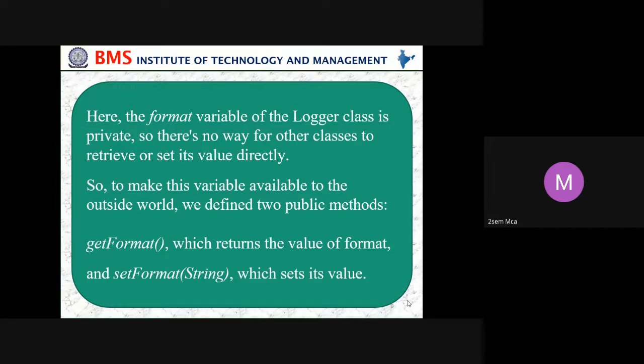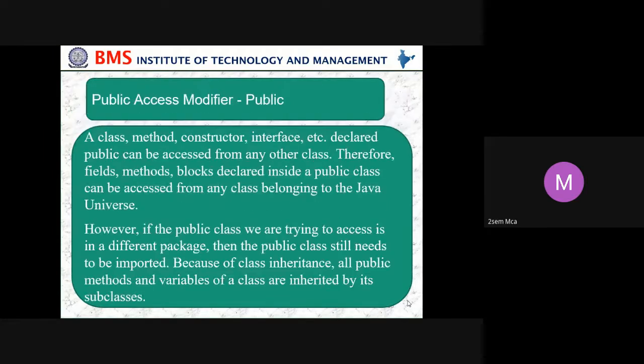One is getFormat, which returns the value of the format, and a setFormat within one variable string, which sets its value. The public access modifier, that is if you give it as public, a class, method, constructor, interface, you can give it for anything.